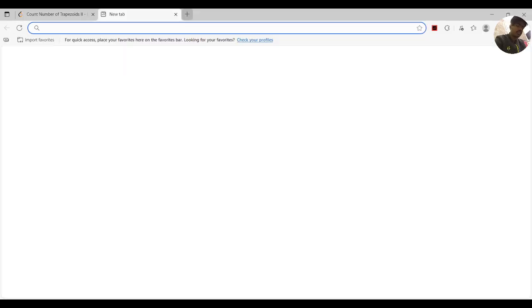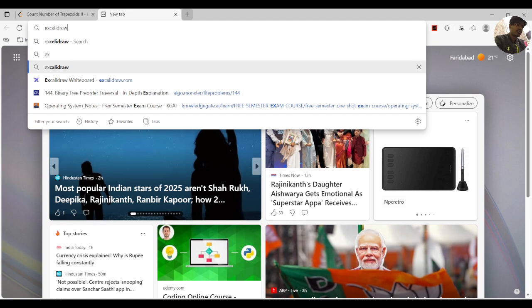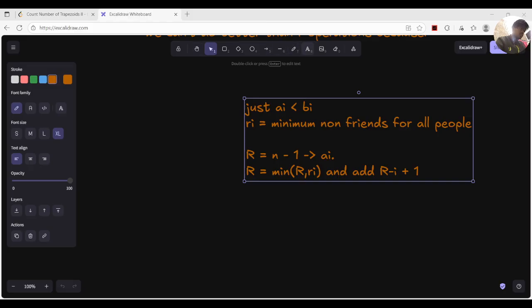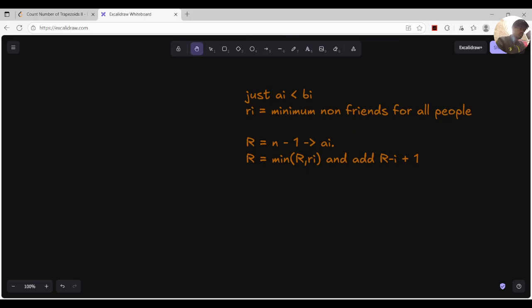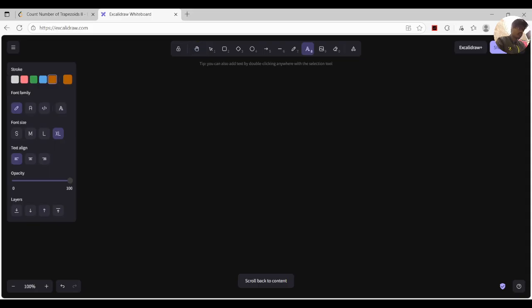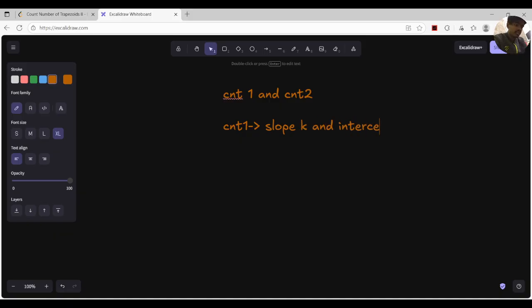We use two hash tables, cnt1 and cnt2, to record the information. cnt1 records the number of occurrences of slope k and intercept b, with the key being the slope k and the value being another hash table that records the number of occurrences of intercept b.